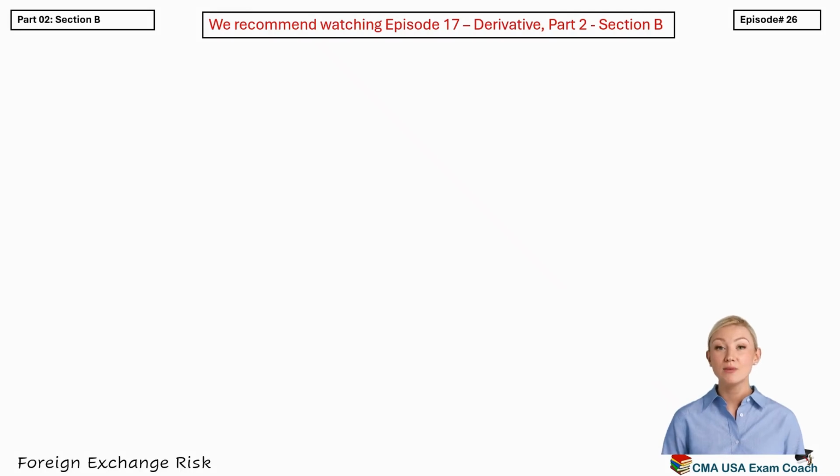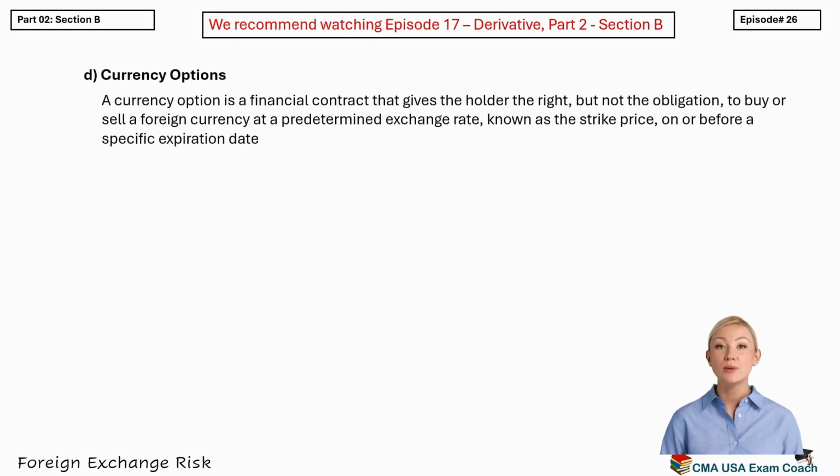Now let's look at another important tool used to hedge foreign exchange risk, and that is currency options. A currency option is a financial contract that gives the holder the right, but not the obligation, to buy or sell a foreign currency at a predetermined exchange rate, known as the strike price, on or before a specific expiration date. These contracts are commonly used by businesses and investors to protect against unfavorable currency movements, while still allowing them to benefit if the exchange rate moves in their favor.